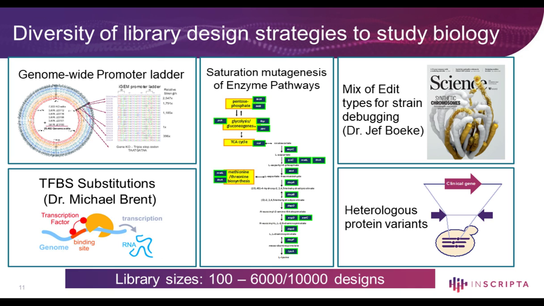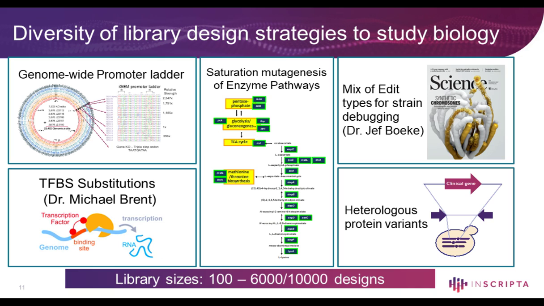So here are a few examples. We've worked on these strategies both internally and with collaborators, such as our early access partners. And I can show you here our libraries where, for instance, you have a genome-wide promoter ladder where we've taken 5 different promoters from iGEM of varying expression levels and inserted this upstream of every single gene of E. coli. So you have a ladder of expression now that you can compare across the entire genome.